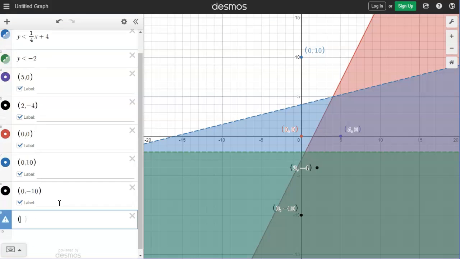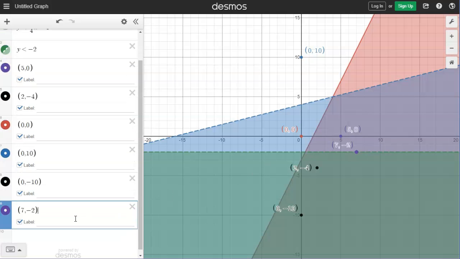How about 7, -2? Where is that one? Okay, that's over here. Looks like it is below the red line. It is below the blue line, but it's right on that green dotted line. What does that mean? Do we include it if it's on a dotted line? No, we sure don't. We don't include the points on the dotted line, so that one doesn't work. It's very close, but it doesn't work.